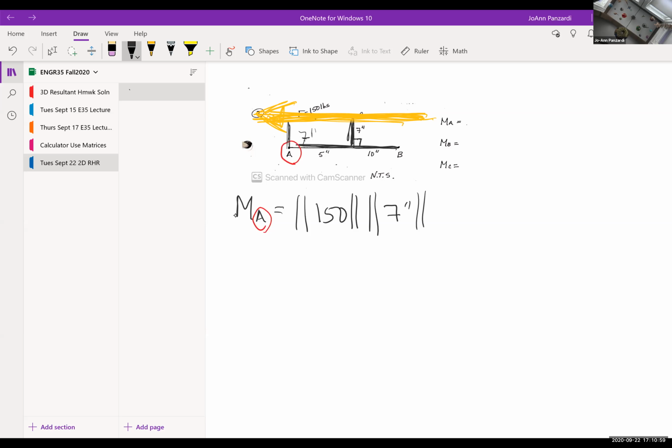So Edgar, I'm going to go back to you now. So does it make sense? It's 150 times 7, the perpendicular distance between that force and A? Yes, I see it. Okay, and now we have to find the direction, and we use the right-hand rule. Put your finger in the direction of the force. Put your palm towards point A. Is it a positive or a negative moment? It's positive. So what's 150 times 7?